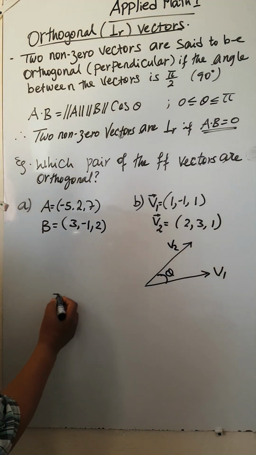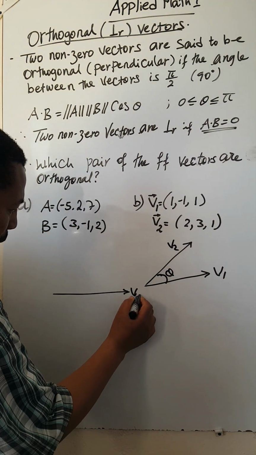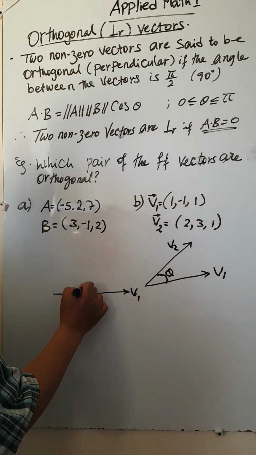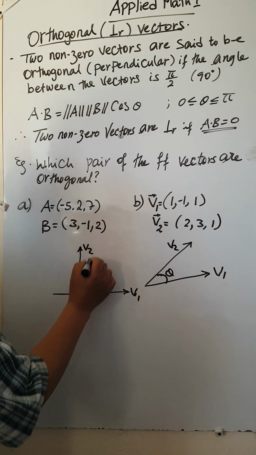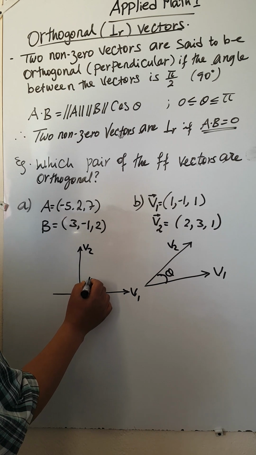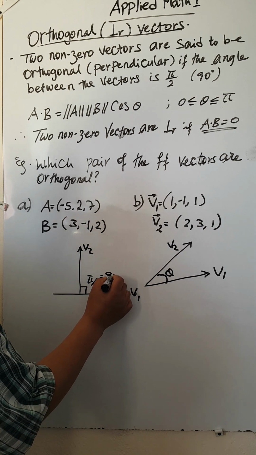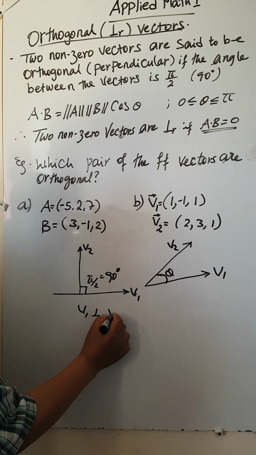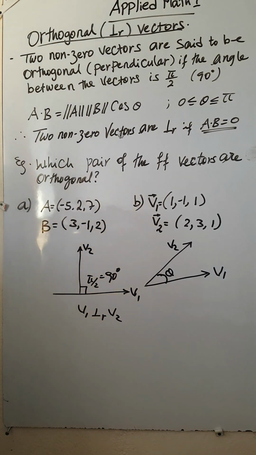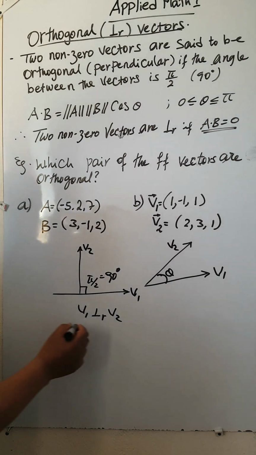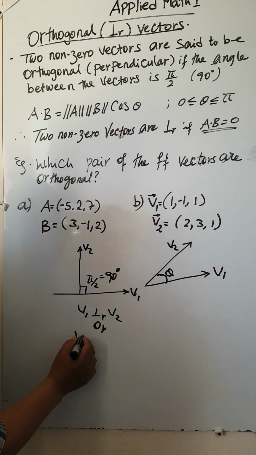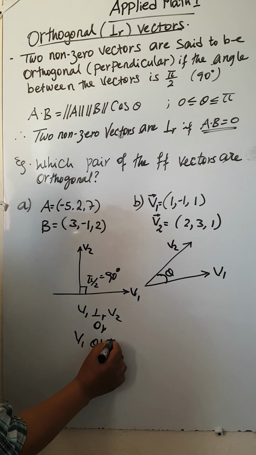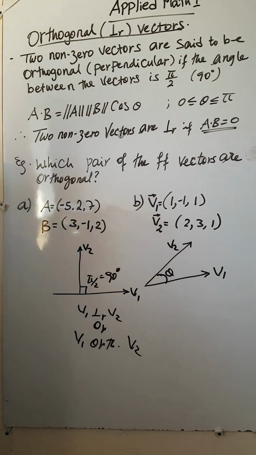እንደው ለማስመሰል ያህል if this is vector 1 and if the other vector is v2, if they make an angle of pi over 2 or 90 degree, ስለዚህ v1 is perpendicular to v2. ወይም v1 is orthogonal to v2. Okay.